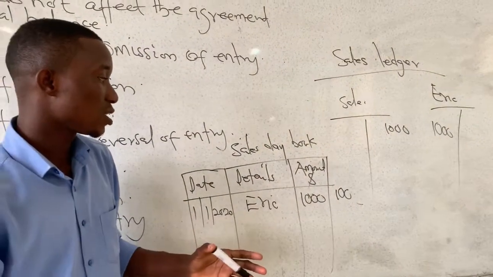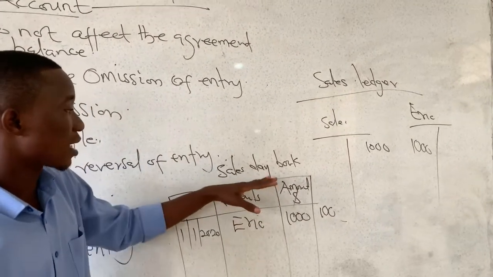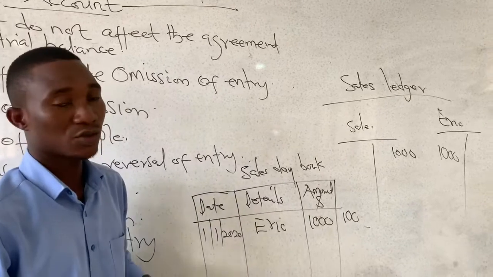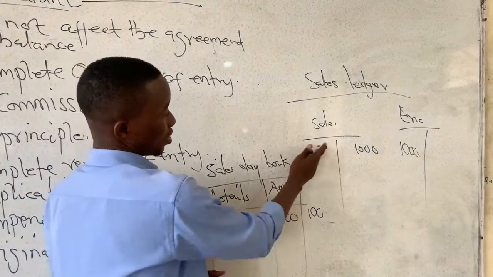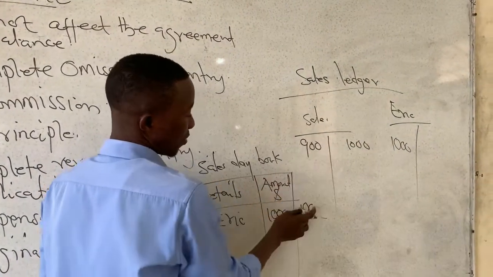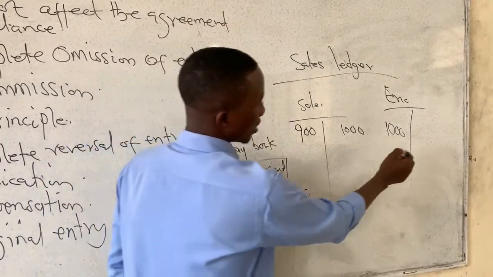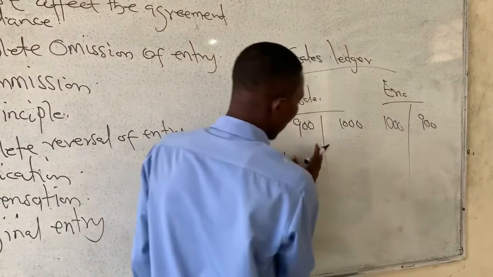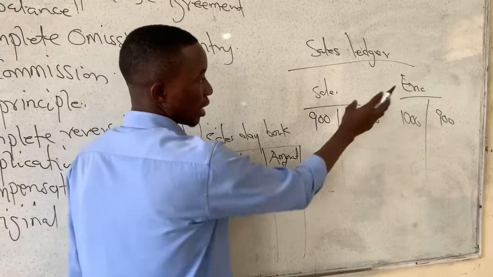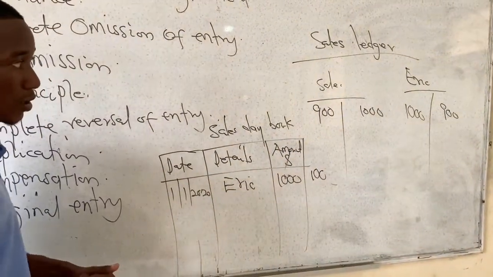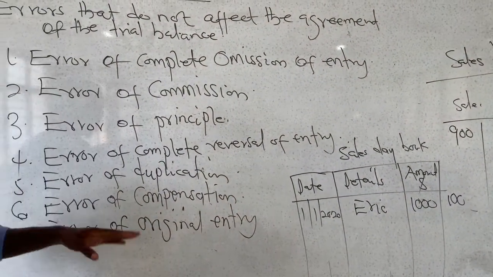To cancel this off, because the initial transaction is supposed to be 100, but in our original entry, which is the sales day book, we made it 1,000. We overstated the amount over here. So in order to correct it, we come back to the sales account, debit it with the difference between the $1,000 and the $100, which is 900, and credit Eric's account by 900. So in effect, the balance that will be left on the sales account will be 100, and that of Eric's account will be 100. Basically, this is how we correct an error of original entry.